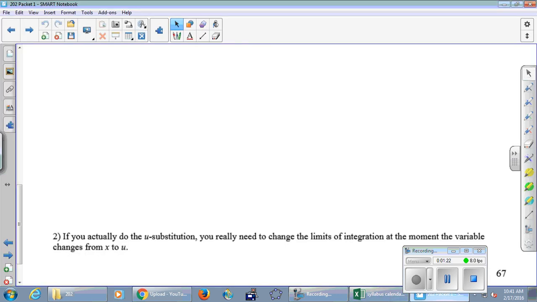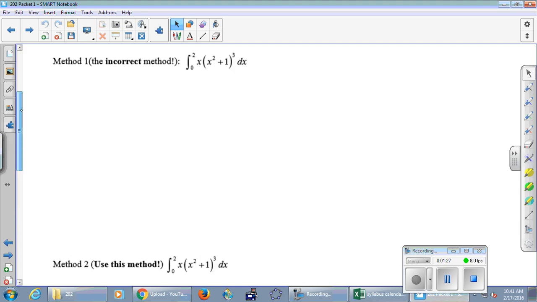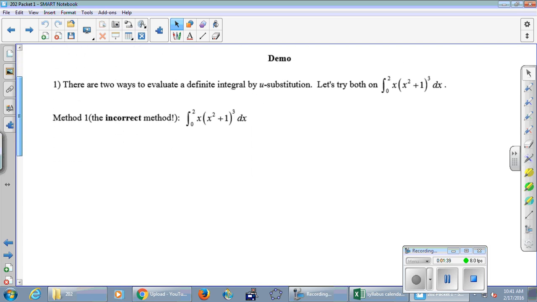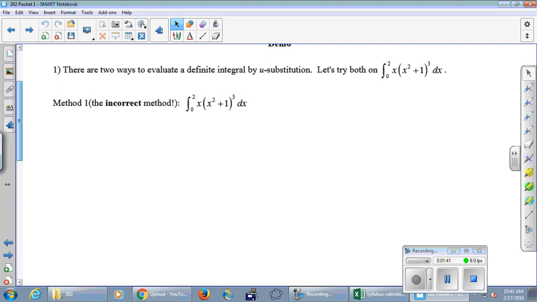Okay, so here we are on page 67, and we'll start up here at the top. In this class, we see how to use the substitution technique on definite integrals. All the ones we did last class were indefinite integrals. We'll also see some weird or tricky substitutions. So in the demo, there are 2 ways to evaluate a definite integral by use substitution. We're going to try both on this particular integral right here, integral from 0 to 2 of x times (x squared plus 1) cubed. The only thing that's different about this from last class is it's a definite integral with limits on the integral sign.